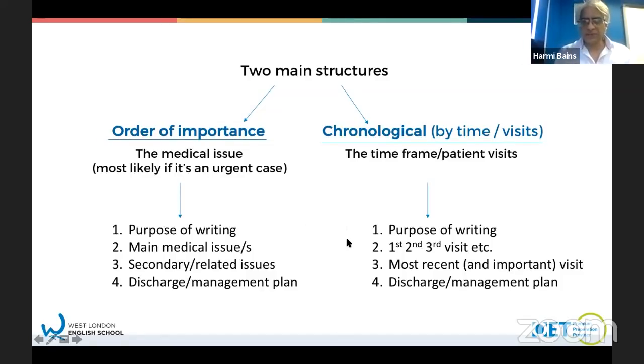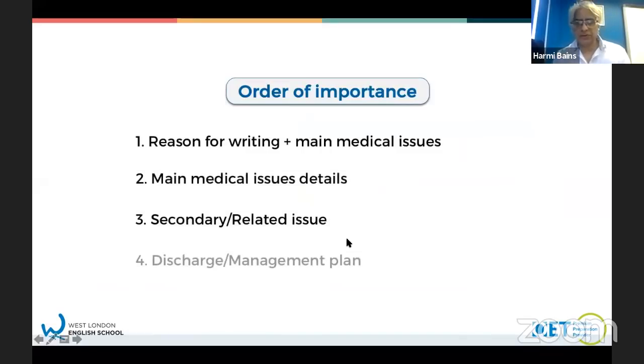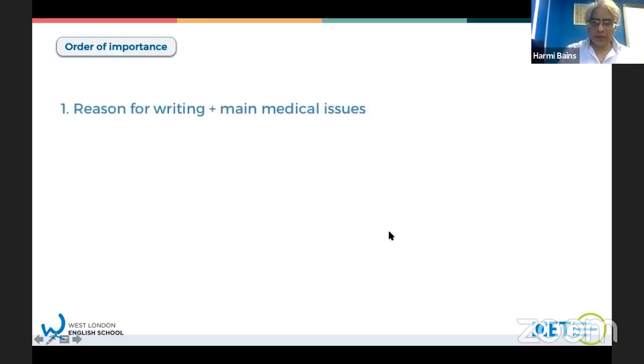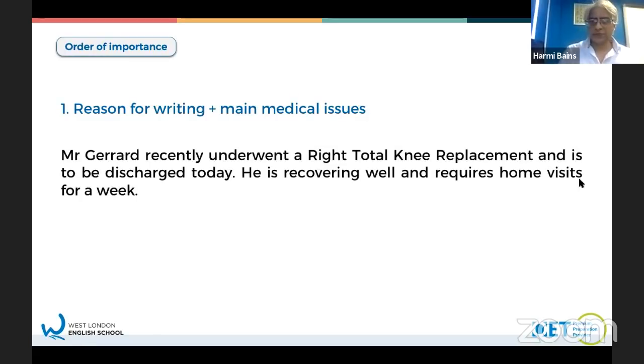We'll see the differences. First of all, order of importance. So this is a rough plan, and it's just a simplified plan, just so you get an idea of what this really is. So first of all, with the opening paragraph, you might start with something like this. Mr. Gerard underwent a right total knee replacement and is to be discharged today. He is recovering well and requires home visits for a week. Okay, so it's a typical introductory paragraph to your letter.